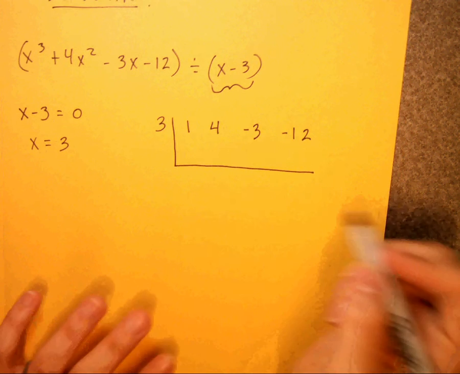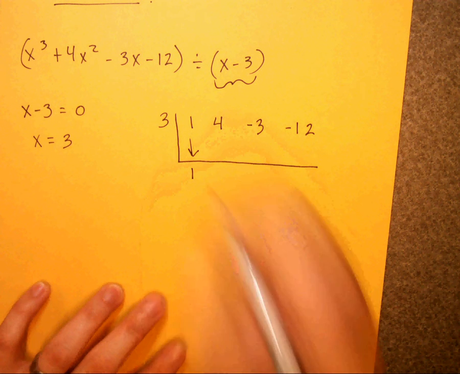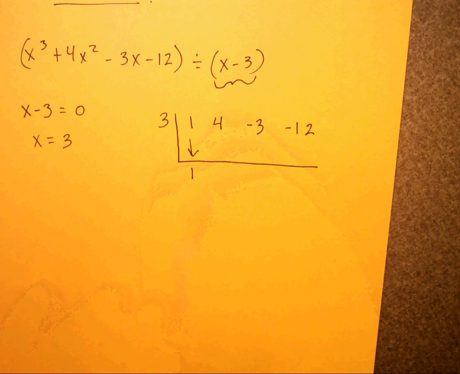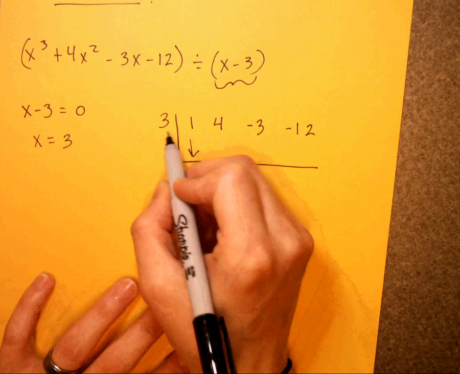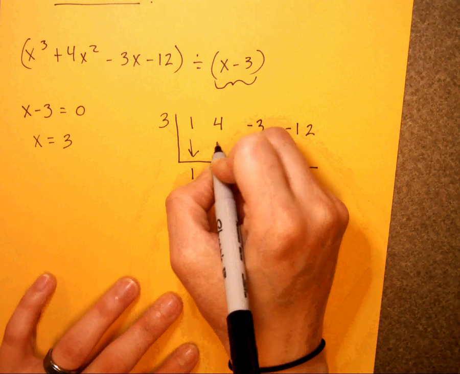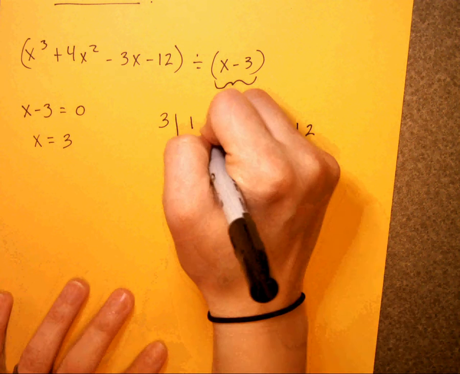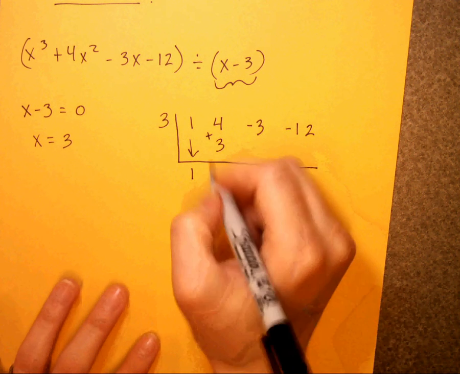Now every single time I'm going to take my first value and simply bring it down. So I have 1. And now I'll multiply that value times the number on the outside. So 3 times 1 gives me 3. And I'll place it underneath the next value. And now I'm going to add my values together. 4 plus 3 gives me 7.